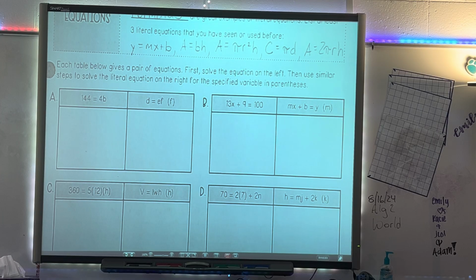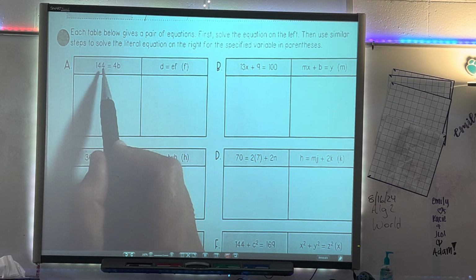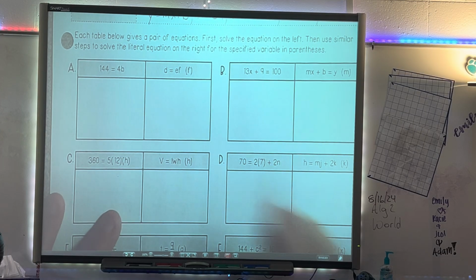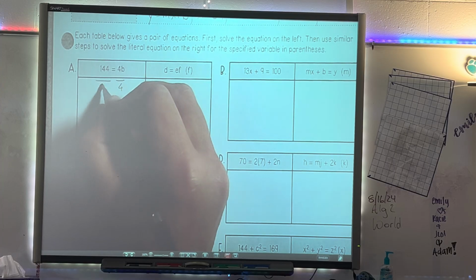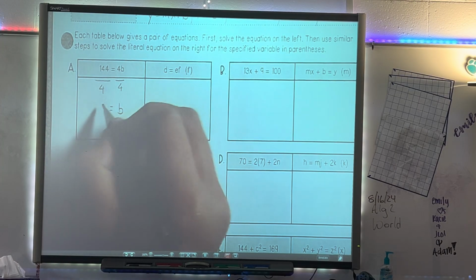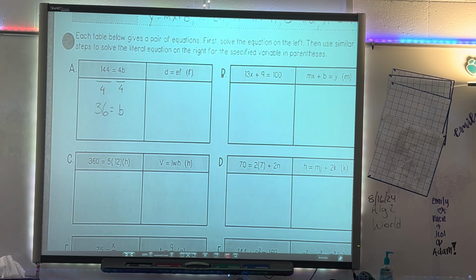We look at this problem right here. We're going to do a numerical version, and then we're going to turn around and do an algebraic version. In this problem, if I wanted to get b by itself, what do I need to do? Divide both sides by 4. So I would have b is equal to 144 divided by 4 is 36. So b is equal to 36.